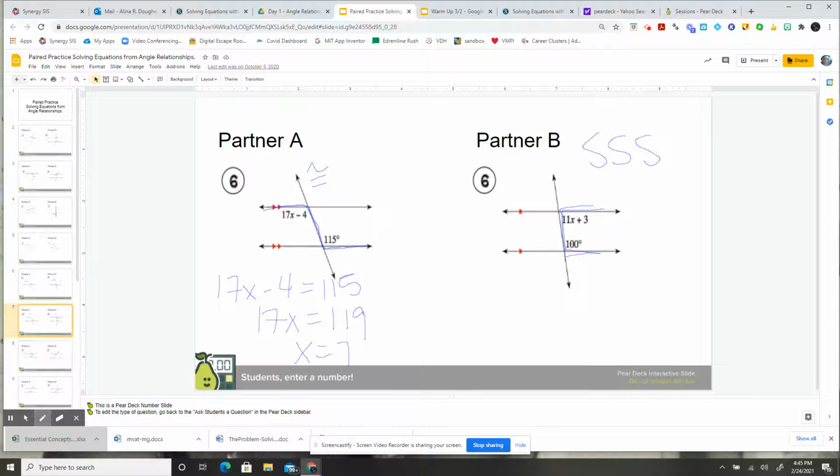And x should equal 7. Again, you can always substitute in to double check. Mine works out 115 and 115, and yours should equal 80 and 100 because yours should be supplementary.